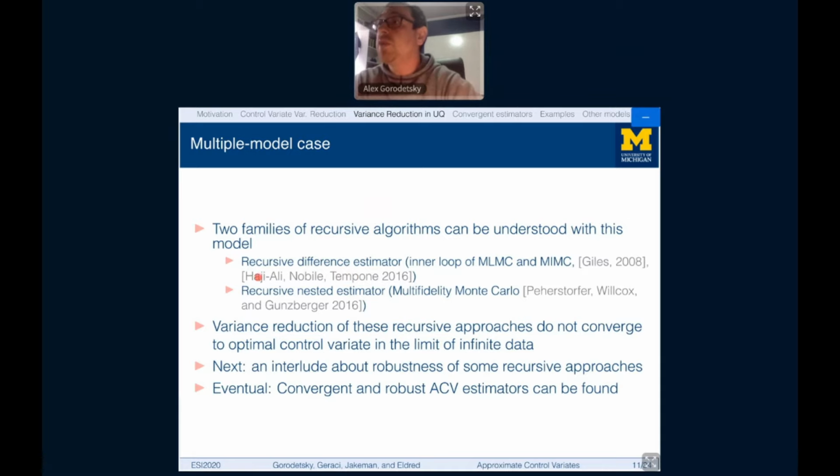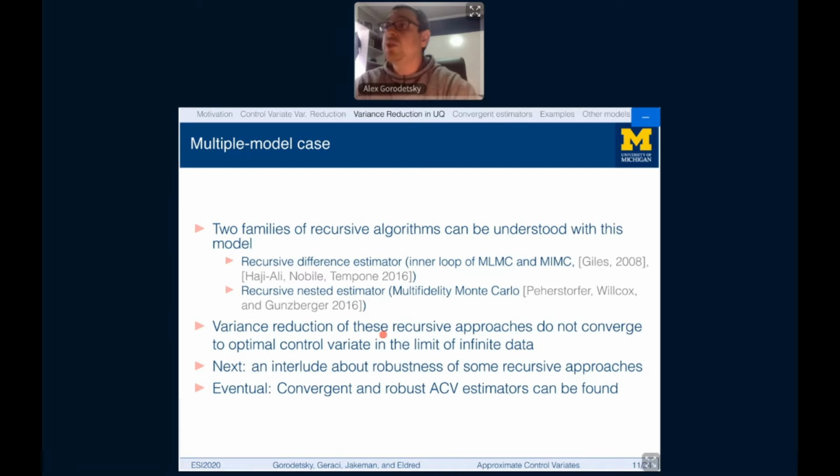The first are so-called recursive difference estimators. And these estimators are used within typical MLMC and multi-index Monte Carlo loops. Again, I'm using multi-level Monte Carlo and multi-index Monte Carlo to talk about general bias reduction, within which is an estimator called the recursive difference estimator. And then another sampling allocation that we're calling recursive nested estimator leads to the multi-fidelity Monte Carlo algorithm.